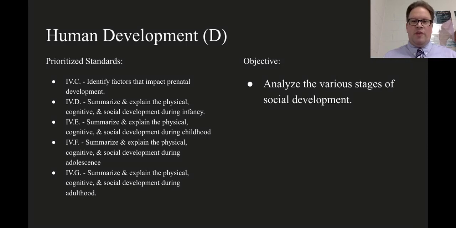All right, this is the Human Development Section D lecture. Our prioritized standards are C, D, E, F, and G. And objectively, we're going to analyze the various stages of social development.